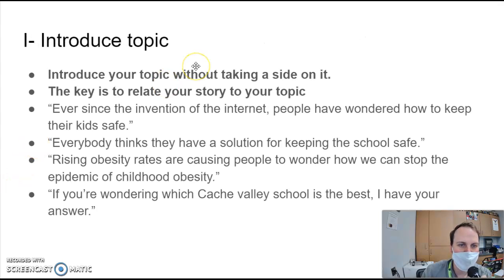And that is why we move on to the I, which is introduce your topic without taking a side on it. The key is to relate your story to the topic somehow. Okay? So you've just told a story about someone who's affected by this topic. Now what you need to do to gain your audience's trust is to introduce the topic without taking a side on it. Okay? You're going to take a side on it eventually, but you have to transition into doing that by giving them some background.